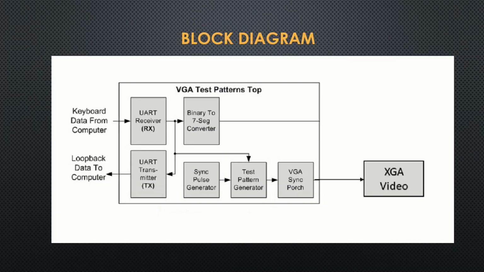So this is the block diagram of our project. The data is taken by the UART from the computer, and the UART receiver further transmits the data into the UART transmitter, which takes it back to the computer. The UART receiver further takes the data to the test pattern generator and the sync pulses generator. The sync pulses generator and test pattern generator basically generate sync pulses and generate colors. And the method used for the conversion was clock domain processing.